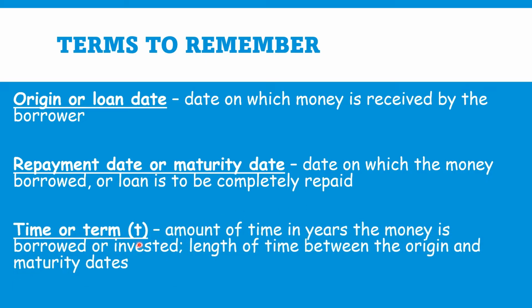Next is time or term. It's expressed in letter T. It is the amount of time in years the money is borrowed or invested. Length of time between the origin and the maturity date. So sa madaling sabi, when we talk about time or term, hanggang kailan i-repay ng borrower ang money. It is expressed in years. So remember, it is expressed in years. So if it is given in months, we need to convert it into years.